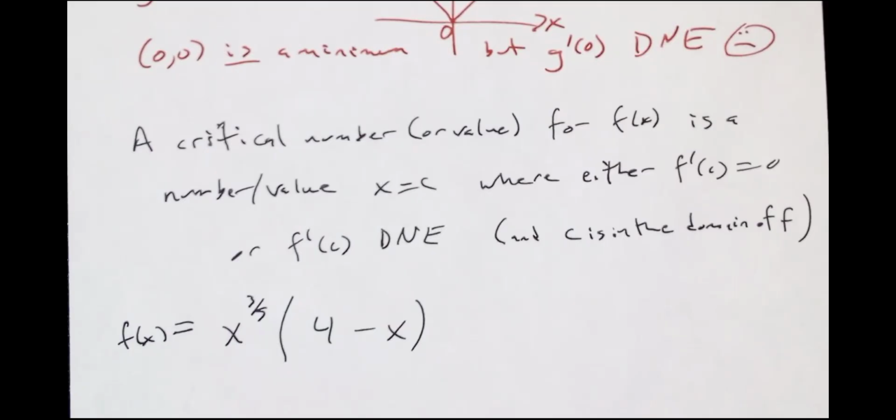I wish I was making this function up, but I stole this right from an example out of the textbook. I'm going to run with this one. X to the 3/5 times the quantity 4 minus x.